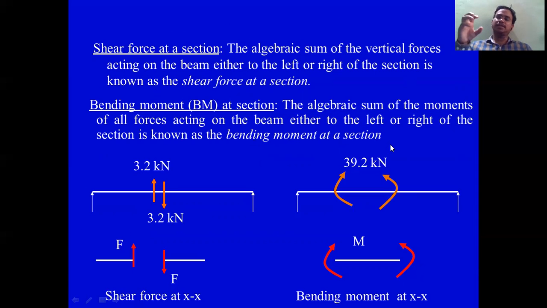It is just the algebraic sum of the forces, vertical forces. So sigma Fx or Fy is equal to 0. The algebraic sum of moments is 0. By using that, you will find out the supports. Now, 3.2 kilonewton upward, 3.2 downward. So shear force is shown like this, force up and down. A bending moment, you just draw a line and you can show it like this.